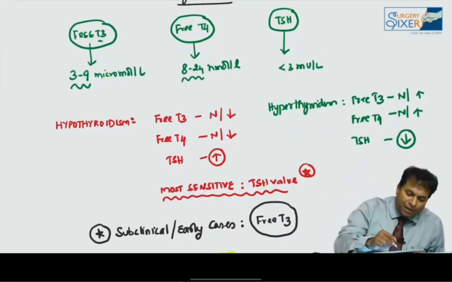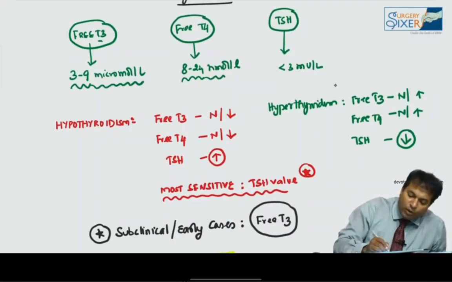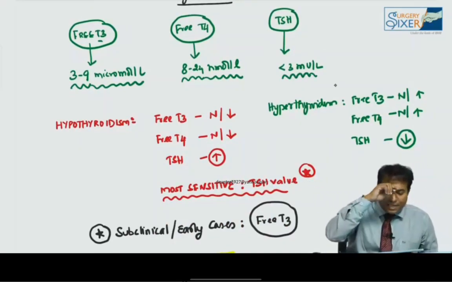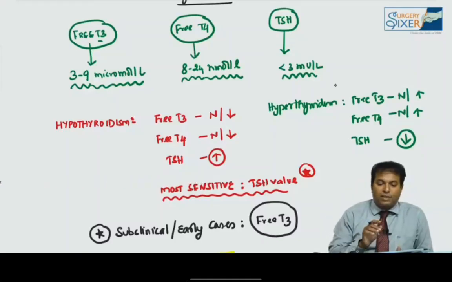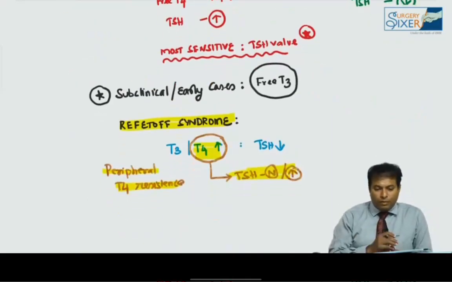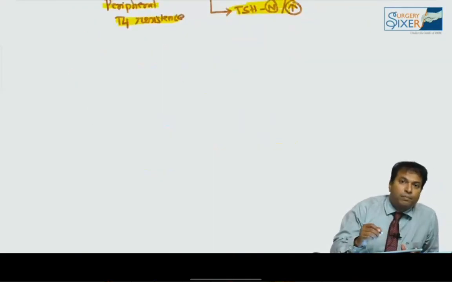So for thyroid profile, please remember 3 to 9 micromoles is T3, 8 to 24 nanomoles is T4, TSH is less than 3 milliunits per liter. So these are the values you see in routine thyroid profile cases. Okay, so now what other investigations do you do when a patient with a thyroid problem comes to you?